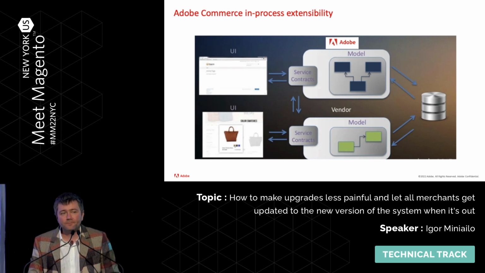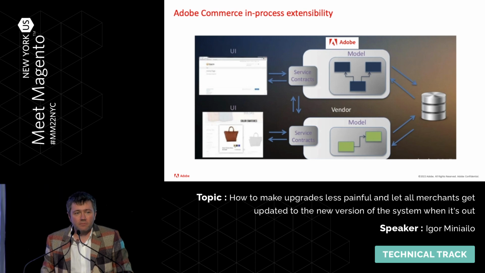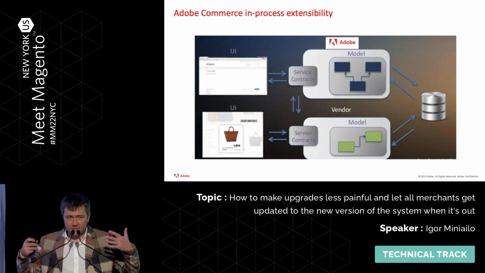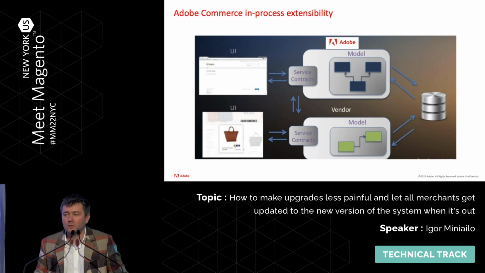To understand better where the root cause of the problem with upgradability actually is, it makes sense to look at the extensibility model, because usually the extensibility model is the root cause of potential problems we have with upgradability. And currently, this is pretty much the way third-party developers and vendors extend Adobe Commerce to introduce some functionality, if it's third-party extensions, or introduce some customization on top of that functionality.